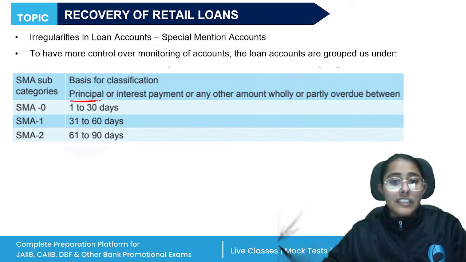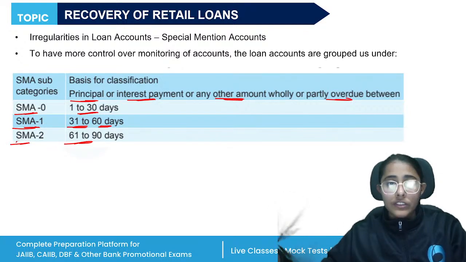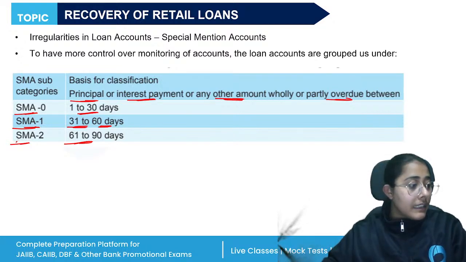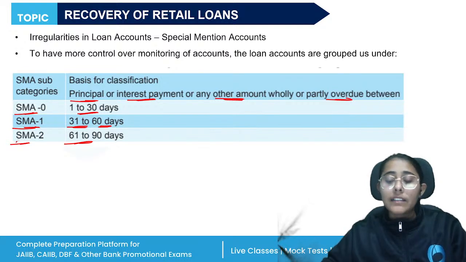That is where the principal or the interest payment or any other amount is overdue between 1 to 30 days, then it is a special mention account 0 category. If it is overdue between 31 to 60 days, then SMA 1, and between 61 to 90 days, it is SMA 2 accounts. So the special mention accounts should be given more attention, and pressure should be laid on the customers to make the payment in a timely manner.